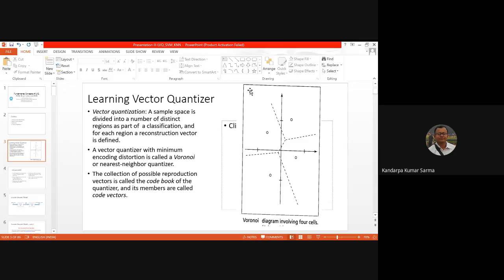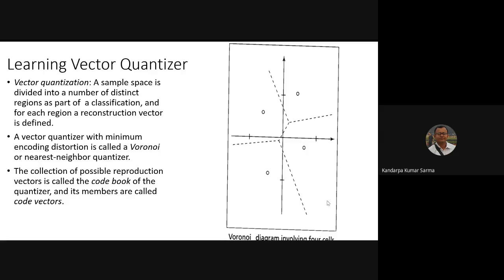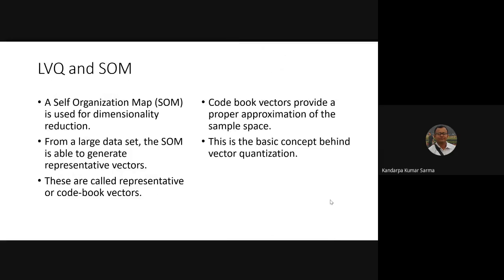So this particular diagram here shows that this is a Voronoi or a nearest neighbor quantizer. Now, this particular nearest neighbor quantizer shows us the location where the subdivided sample space shall be. Now, learning vector quantization and SOM, the self-organization map, are very closely linked. Both are discussed together. Last time, since we have covered SOM, it's quite logical to discuss learning vector quantization as its follow-up.